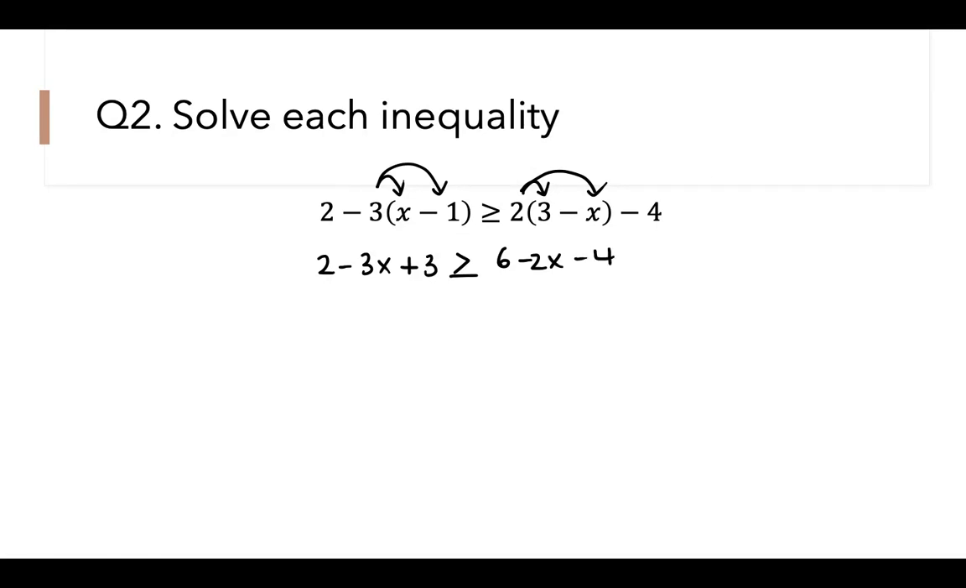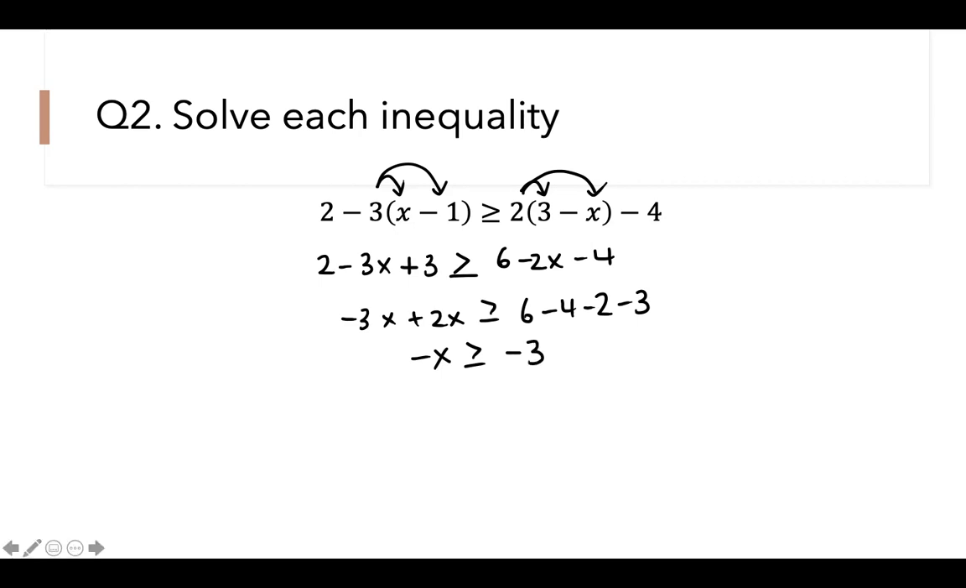So you want to expand the brackets, and now we are going to isolate the variable, so collect the like terms. I'm going to bring x's to the left side and numbers to the right side. So negative 3x plus 2x greater than or equal to 6 minus 4 minus 2 minus 3. Okay, so let's simplify. This is negative x greater than or equal to negative 3.